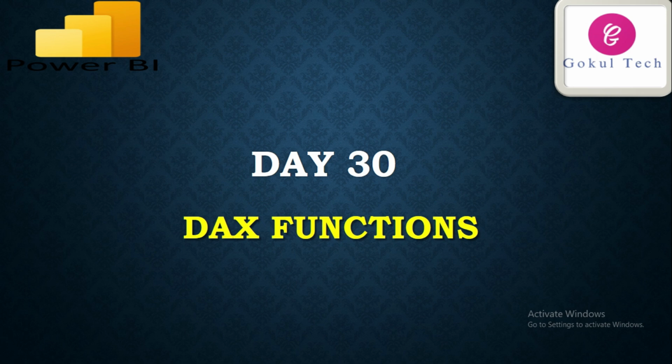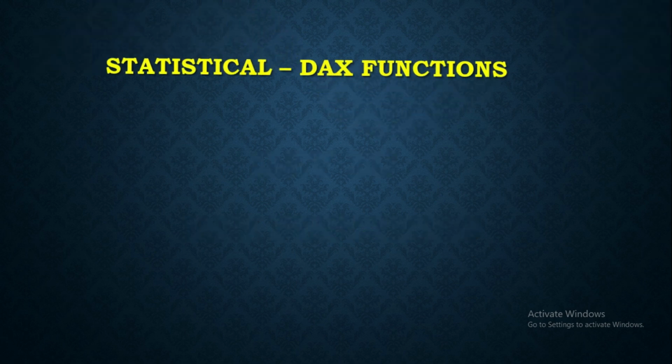We have already discussed 29 different days with different DAX functions, and we started with the top 8 most used DAX functions in Power BI and the subset of DAX functions belonging to each category. So we have discussed 5 complete categories of DAX functions. We are dealing with the 6th category, statistical DAX functions, very important DAX functions which are used in the field of analytics and data science.